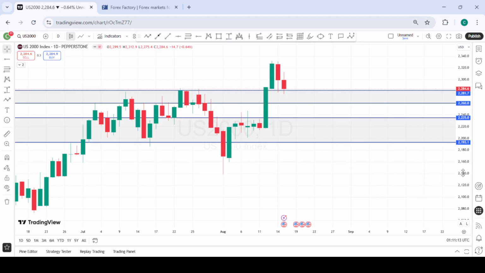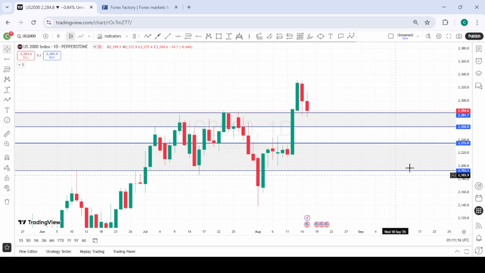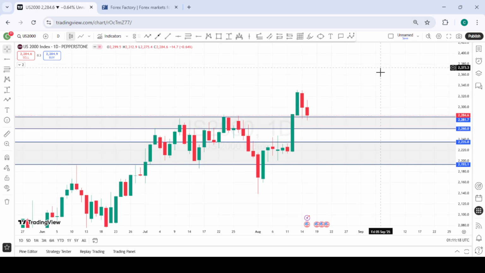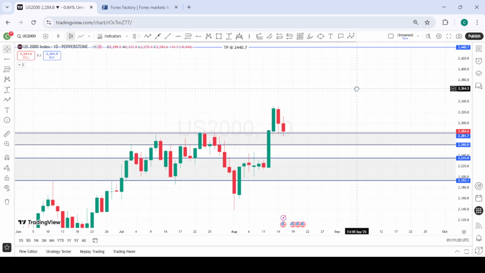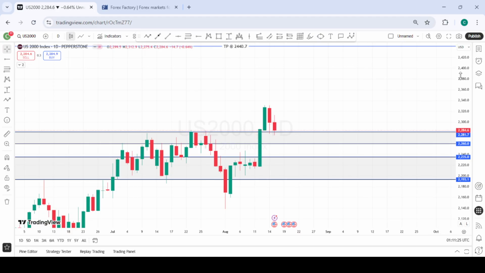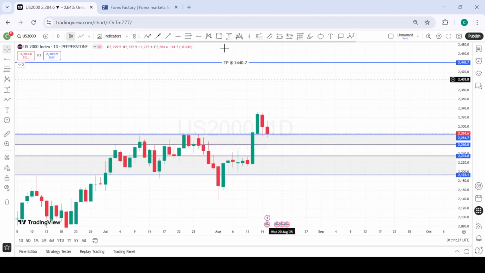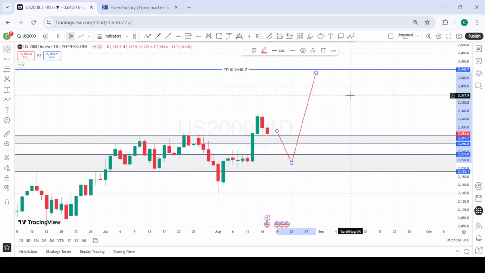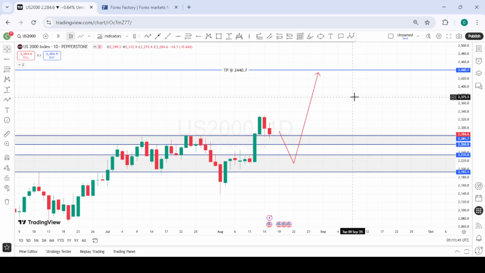Also, we have the US 2000, which is the Russell 2000. It's also an indices in the US. So we'll be looking forward to this bullish continuation to the upside. So price might react from this first zone or pull back deeper into the second zone, give us bullish confirmations, and we buy to the upside also to hit this target. So I'm very bullish on the US 2000 or the Russell 2000.